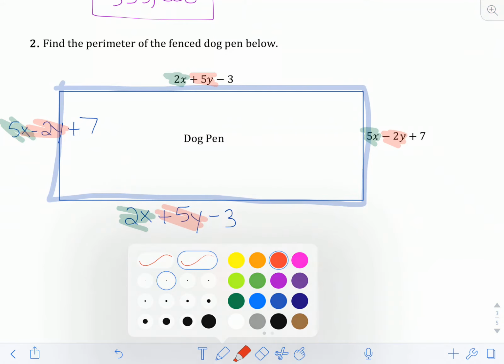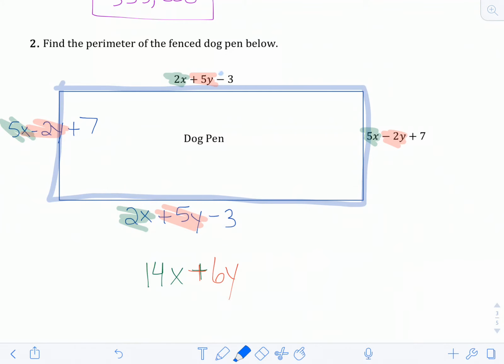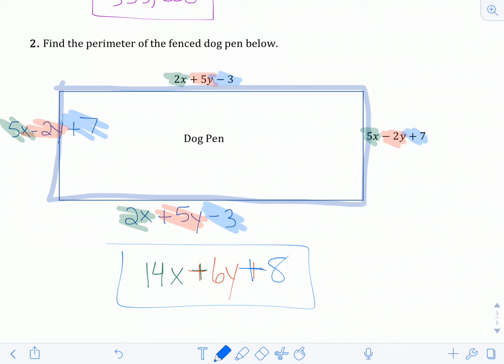And the last thing we have here are what are called constants. So minus 3 plus 7 minus 3 plus 7. So 7 and 7 is 14. Negative 3 and negative 3 is negative 6. 14 minus 6 will give me a positive 8. And so that's my perimeter for this problem: 14x plus 6y plus 8. And that is it.